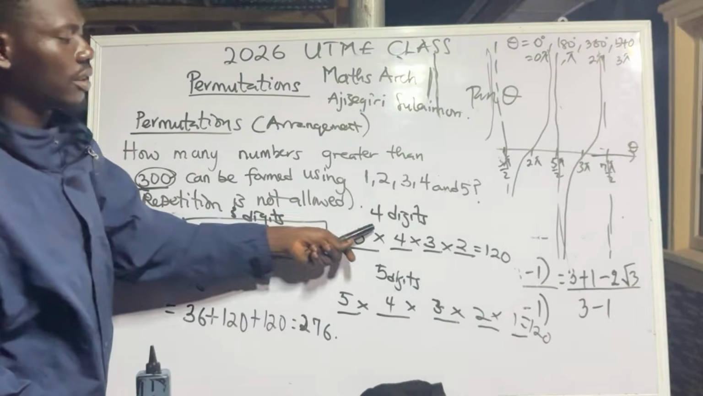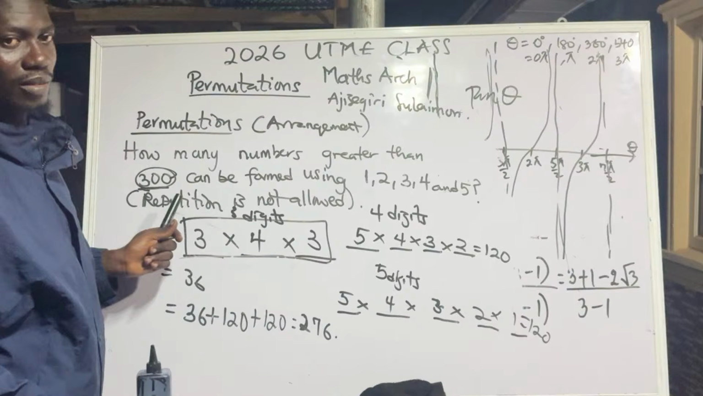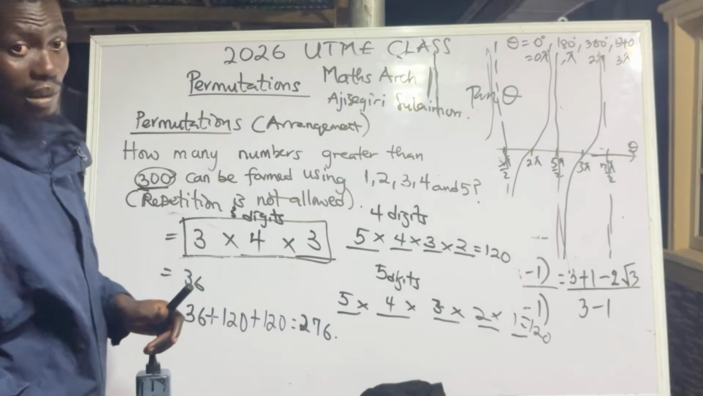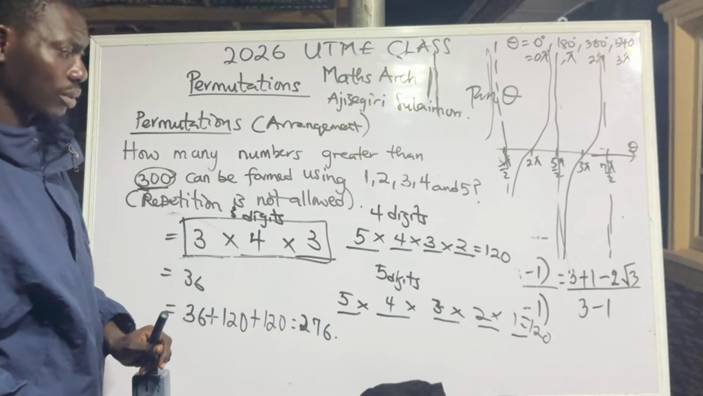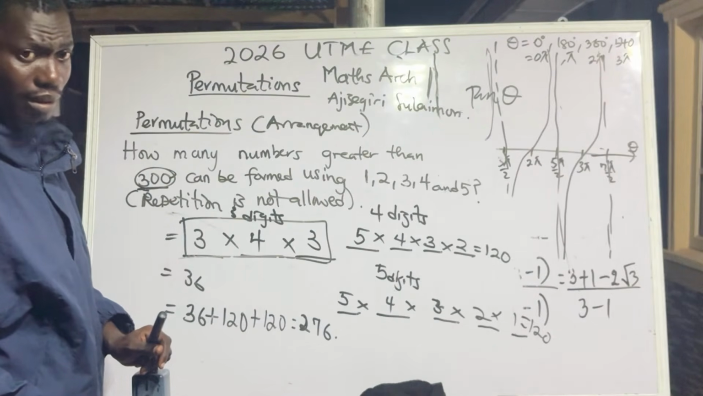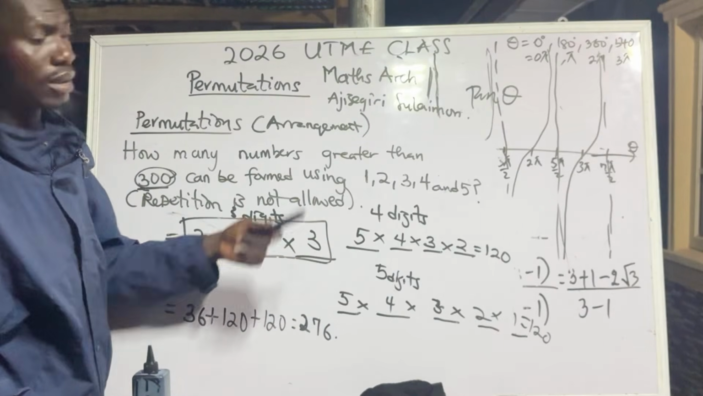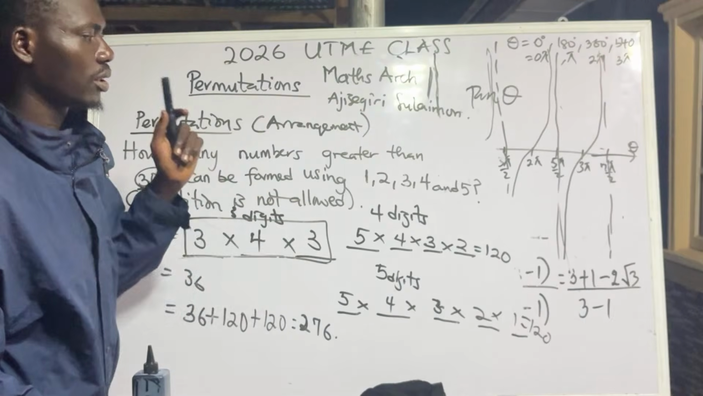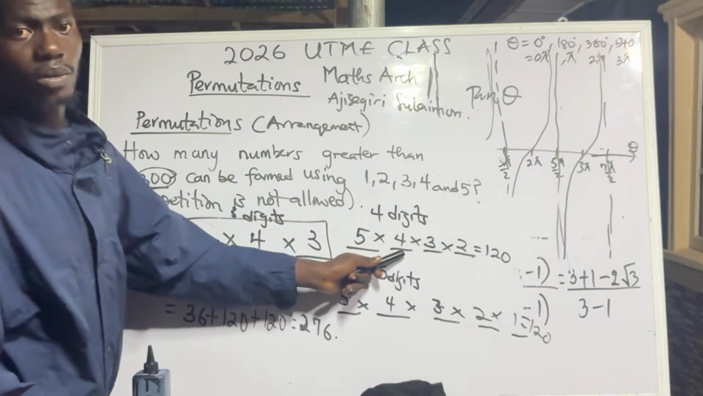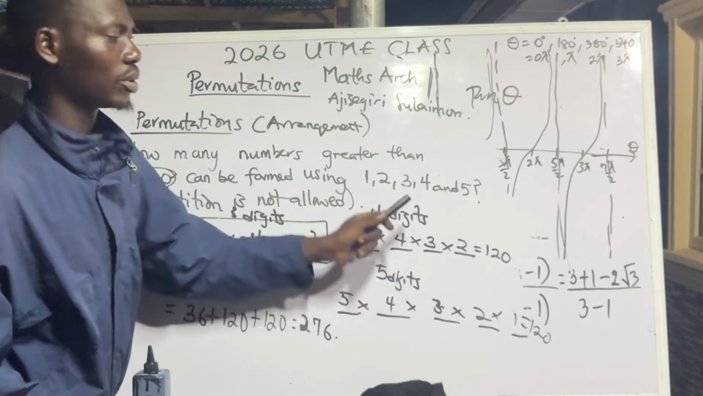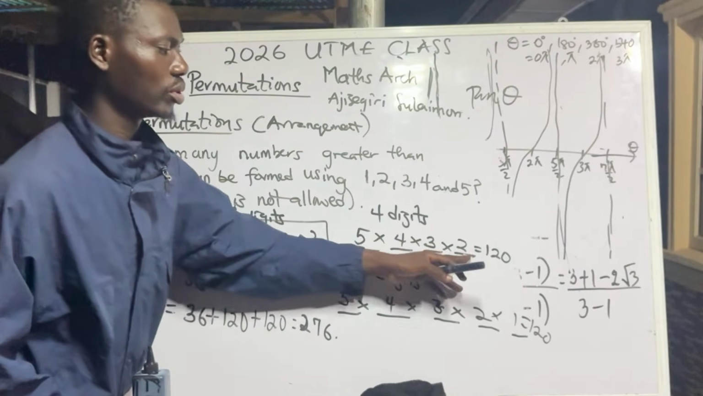So for 4 digits, every 4-digit number is greater than 300. Even if it is starting with 1,000 or 2,000, it is greater than 300. So there's no restriction regarding the first one. Maybe it is 1 or maybe it is not. So you just see how many options I have: 5 options for the first one. How many options do you have for the second one? 4. The third one, 3, because the options reduce as one value is taking that position. Also this one, we have 120.